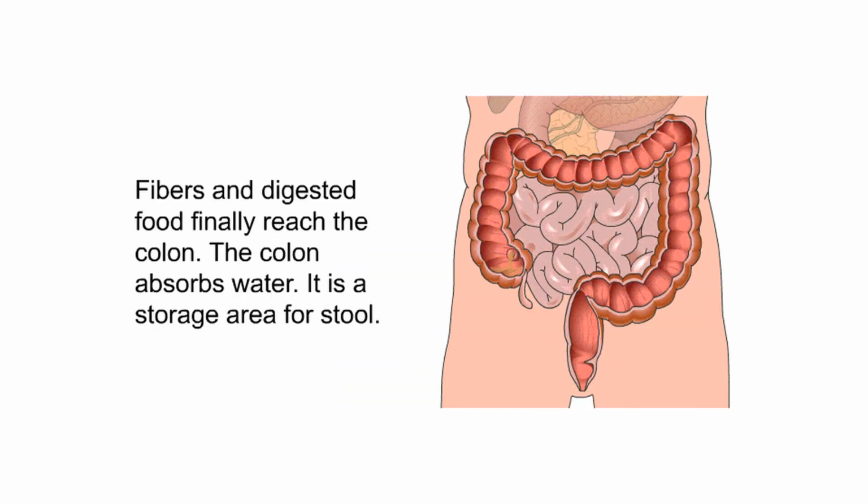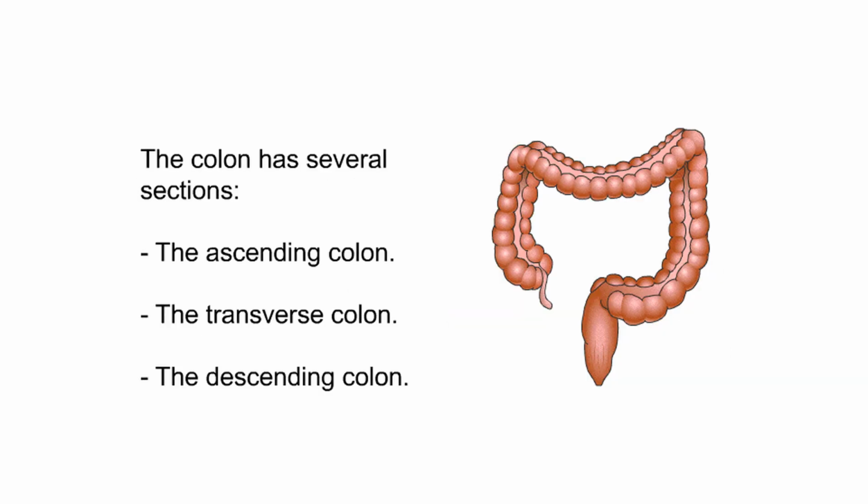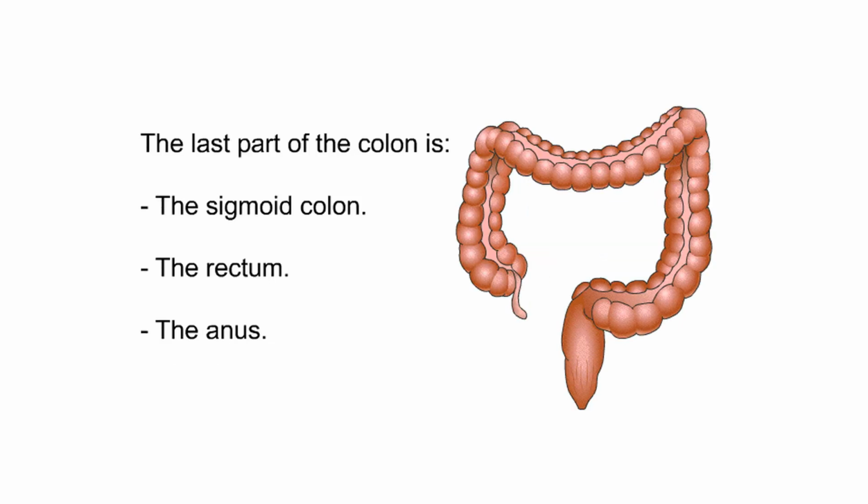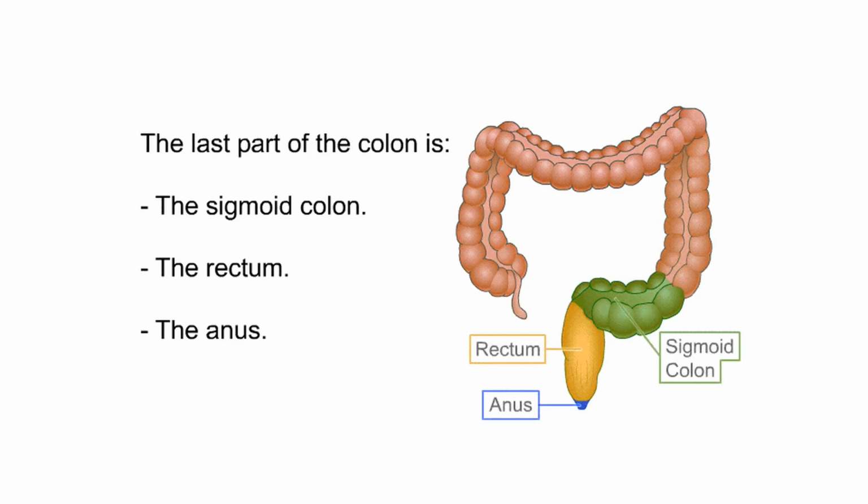Fibers and digested food finally reach the colon. The colon absorbs water. It is a storage area for stool. The colon has several sections: the ascending colon, the transverse colon, the descending colon. The last part of the colon is the sigmoid colon, the rectum, the anus.